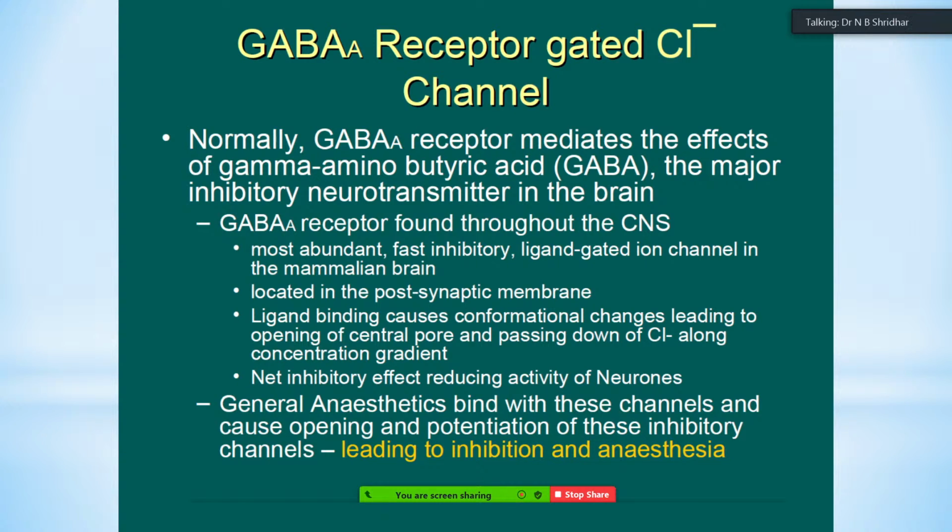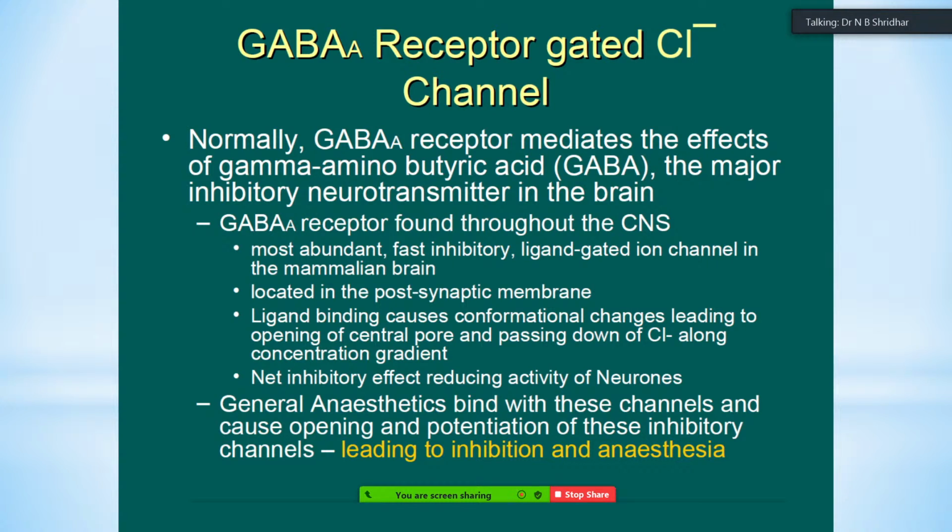So this is located in the postsynaptic membrane, and ligand binding causes conformational changes, leading to opening up of the central pore of the chloride ion channels. So the concentration gradient is there, so chloride is going to move inside, and the net inhibitory effect is reducing the activity of the neurons.